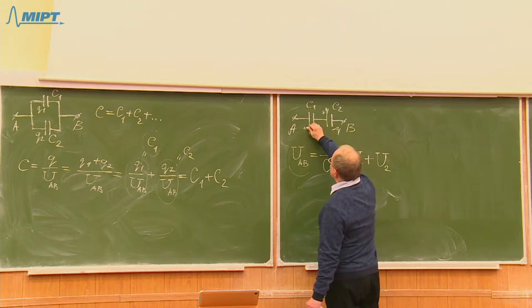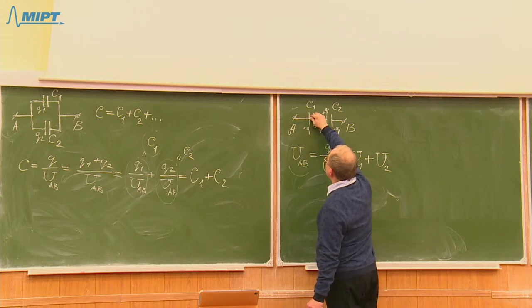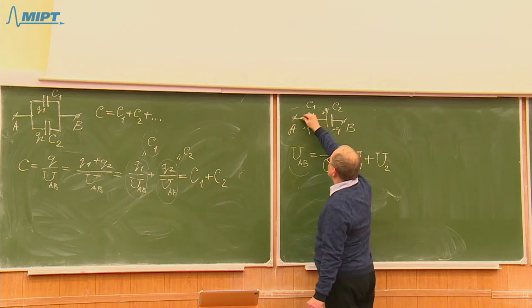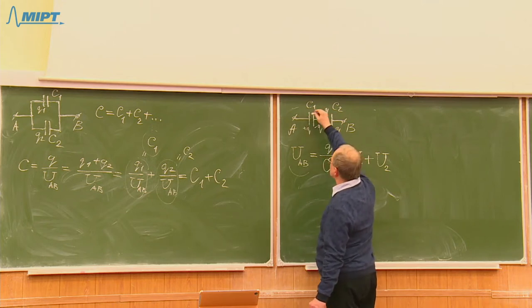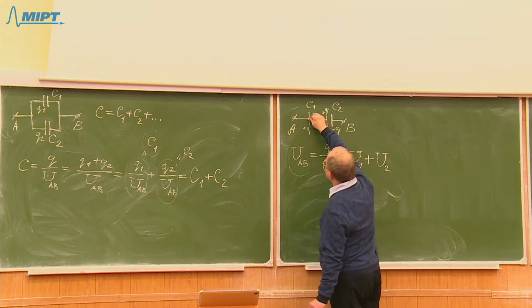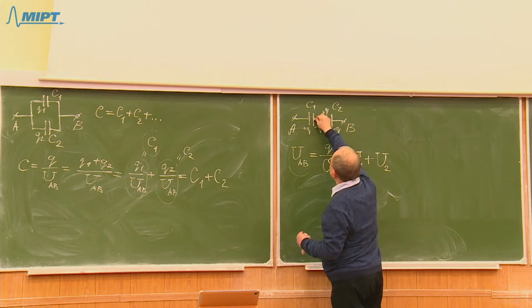If I carry some small probe charge from point A to point B, I will carry this charge through the conductor. That will require no work to be performed, because the conductor has the same potential. But there will be a potential difference between the plates. So I will have to perform some work when I carry a probe charge from the left plate of the first capacitor to the right plate.